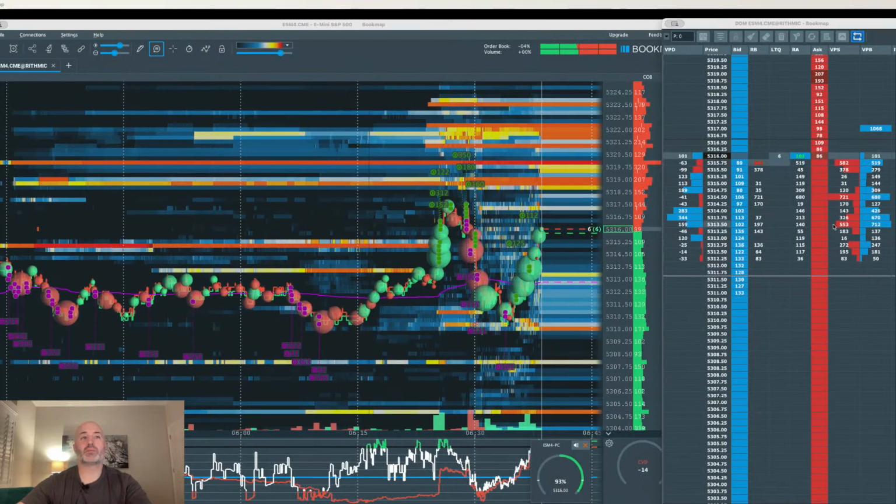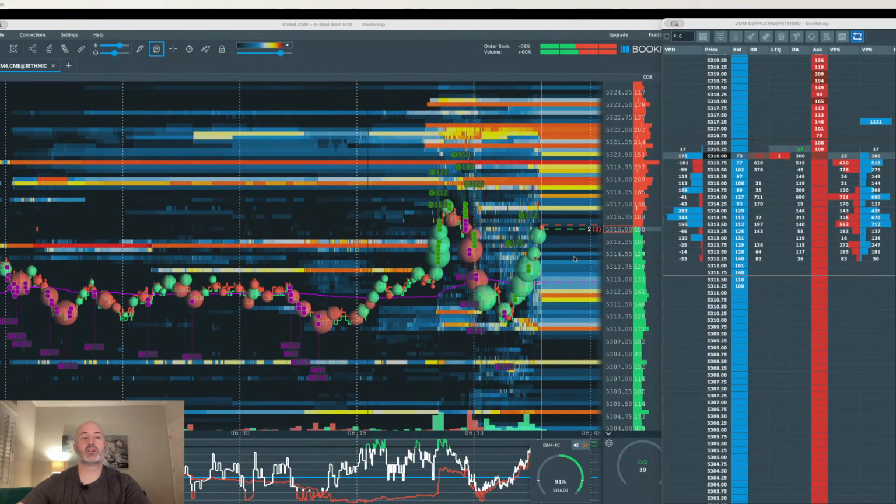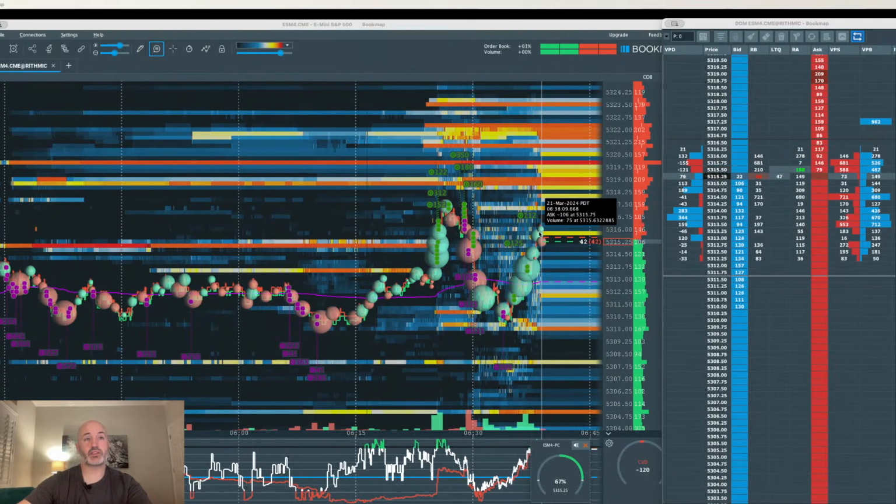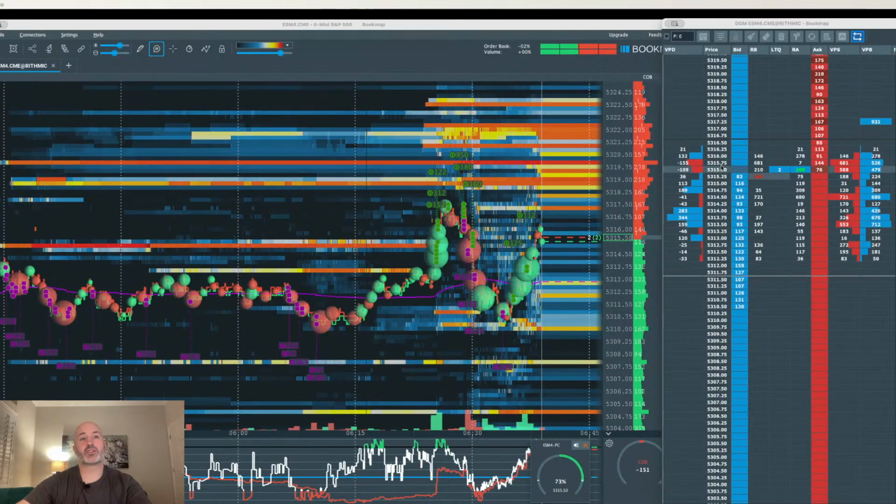Market's not moving up a ton with all this buying, so that means there are people on the other end of the book that are selling, that are absorbing that buying activity. Matter of fact, you can see here where selling is actually trying to take place.